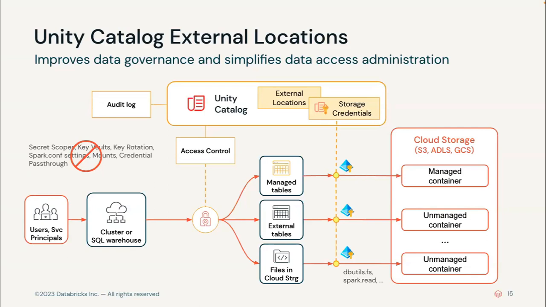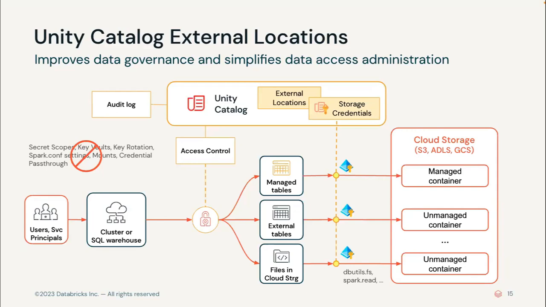So what I'm showing on the screen here is that when users go to access data through the clusters, it's that managed identity. We're going to be making a token from that managed identity and using that token to get to the data. So on the left, you see what we're not doing anymore. We're not having to mess with secret scopes and key vaults and key rotation and spark.conf settings and all of that stuff. We also don't do credential pass-through anymore, because the access to the data is by Unity Catalog and through the storage credential that maps to that managed identity. Okay, that's how we're going to actually get to the data.